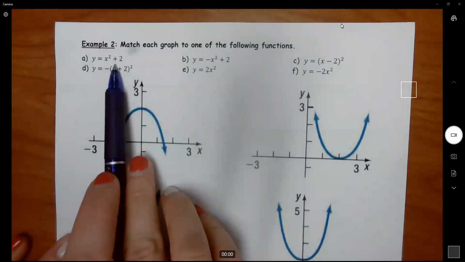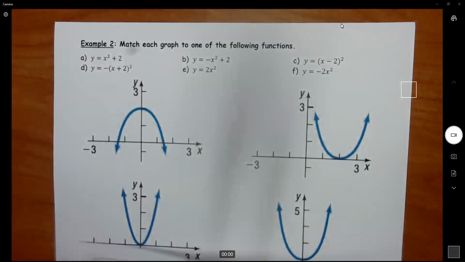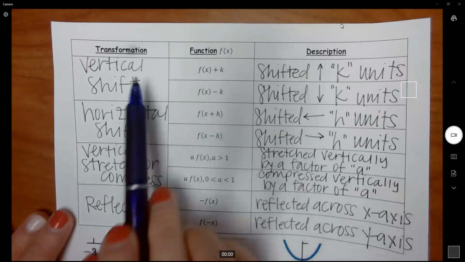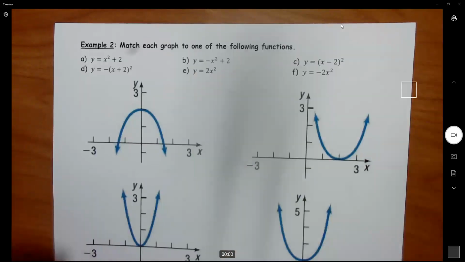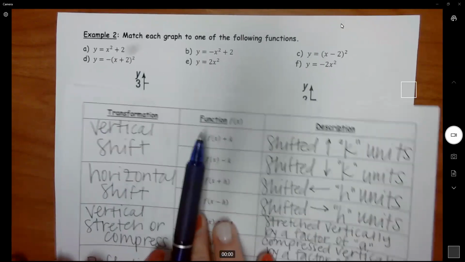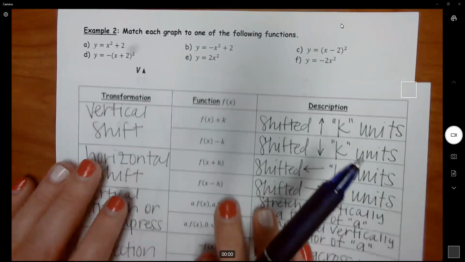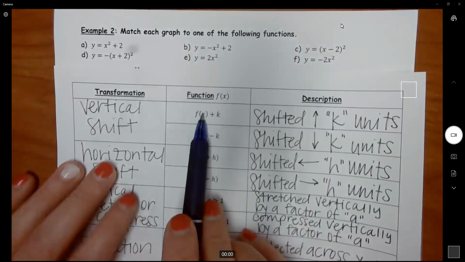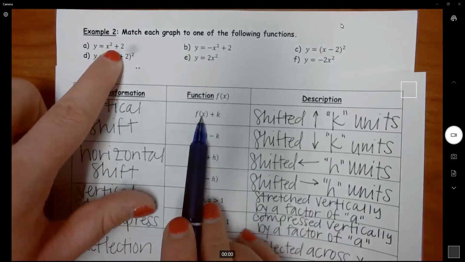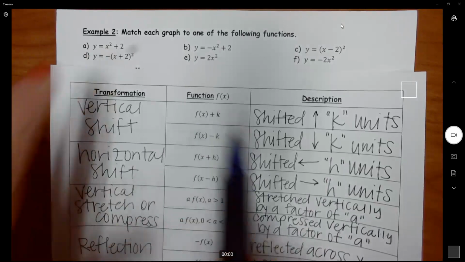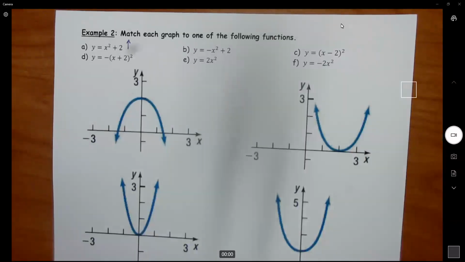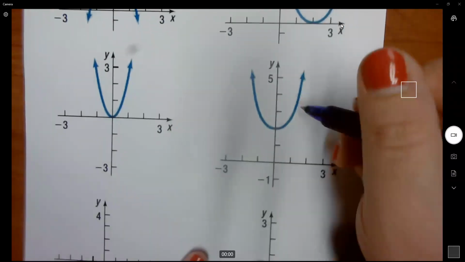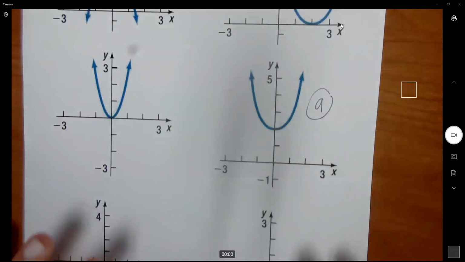When I have y equals x squared plus 2, what is happening to that graph? Do I get a vertical shift, a horizontal? Is it being stretched or compressed or reflected? And hopefully we know that that's a vertical shift, because what is happening is we're taking that function, x squared is my function, and I am adding something to the end of it. So that's going to make this graph go up 2 units. So it looks like that's going to be this graph right here.